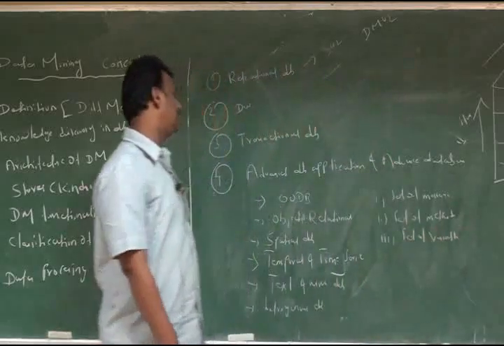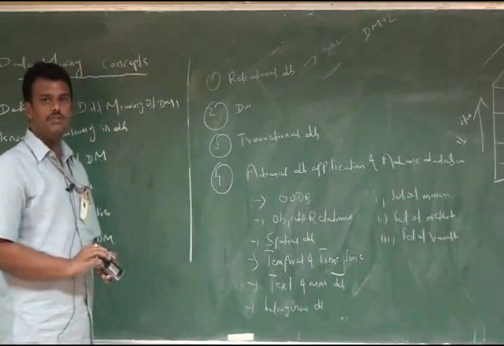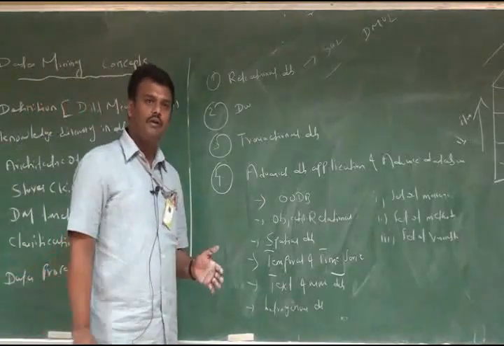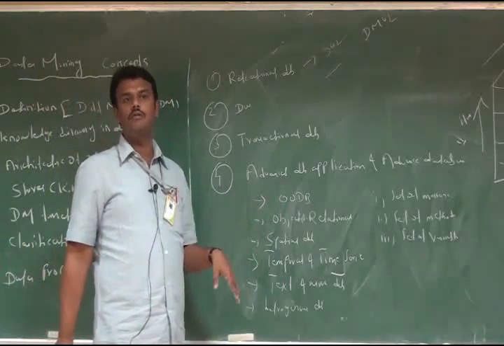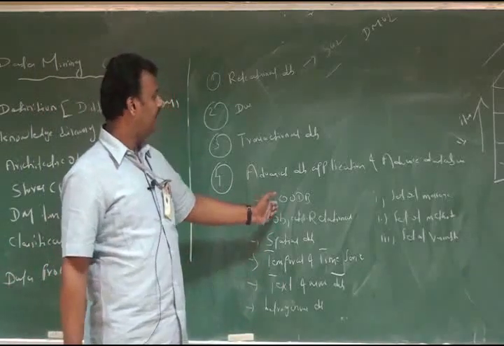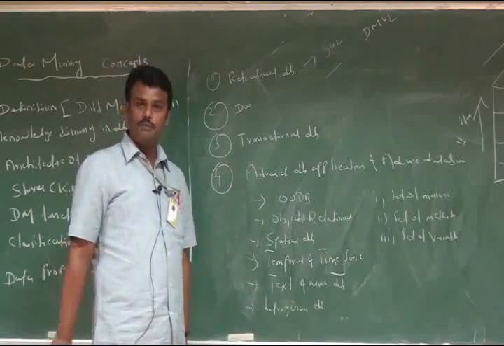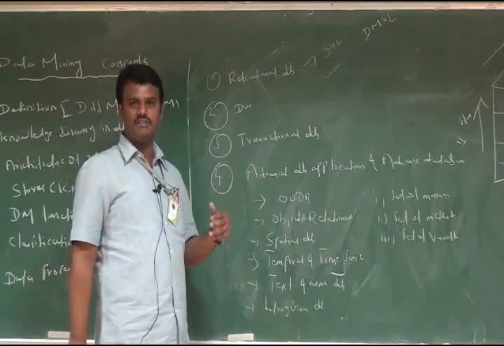That is called the object oriented databases. But what do you mean by object oriented databases? The object oriented databases are purely based on the object oriented paradigm. What do you mean by the object oriented paradigm? Each and every entity is represented as an object.